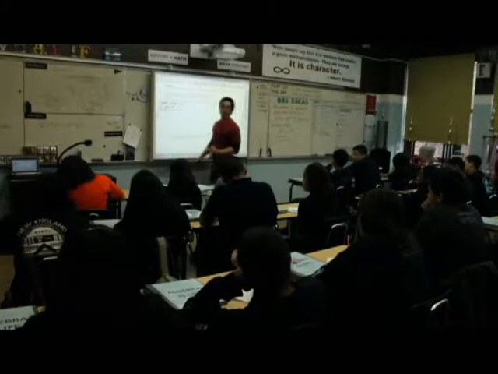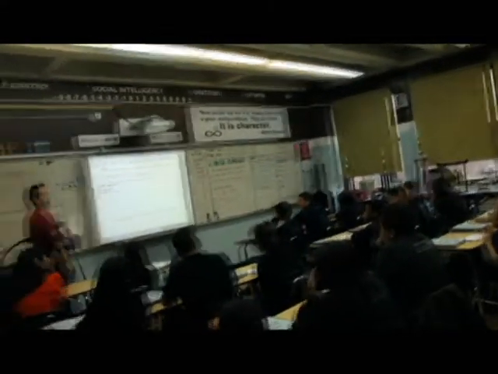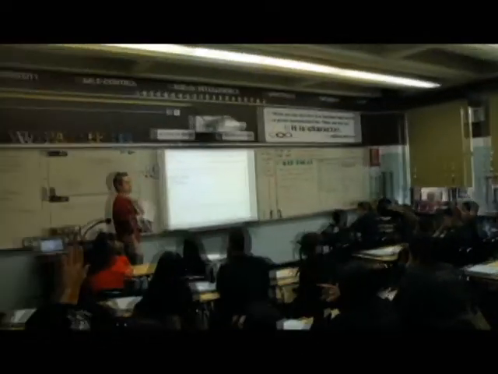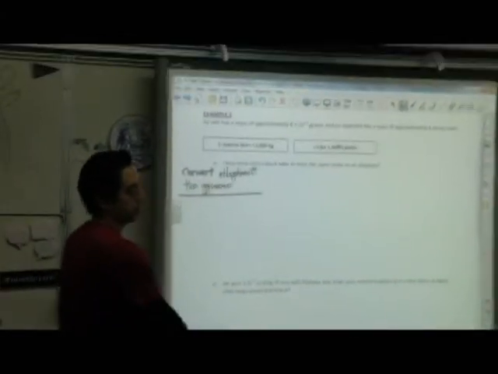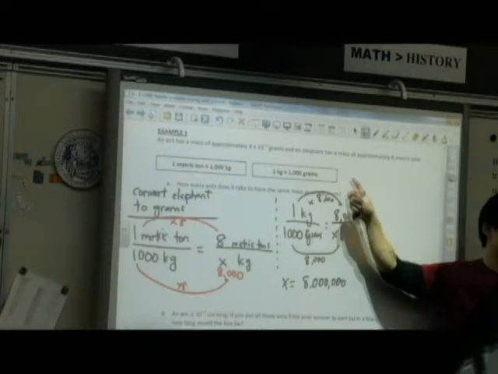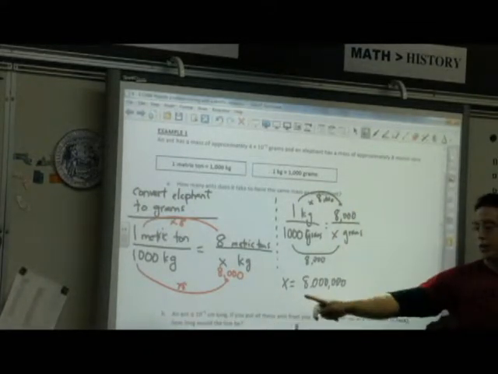You could do a proportion. You want to do a proportion? Torin, you could do a proportion, okay, since it gives you 1 metric ton equals 1,000 kilograms. You just do 8 times 1,000 times 1,000, right? And that would give you 8 million.